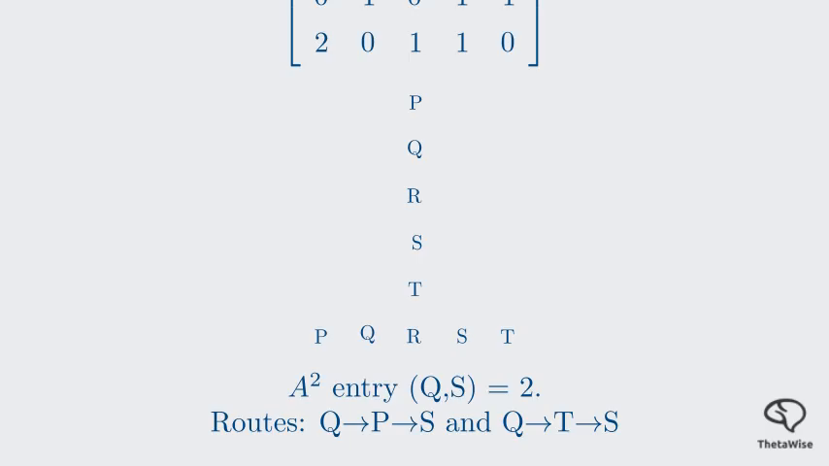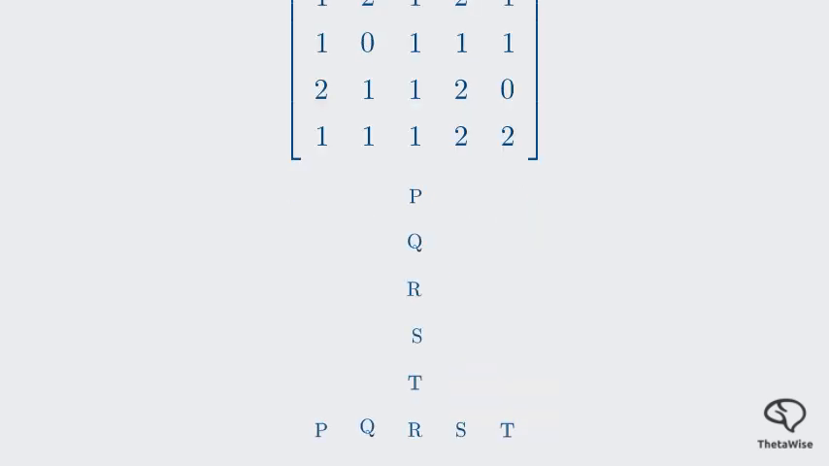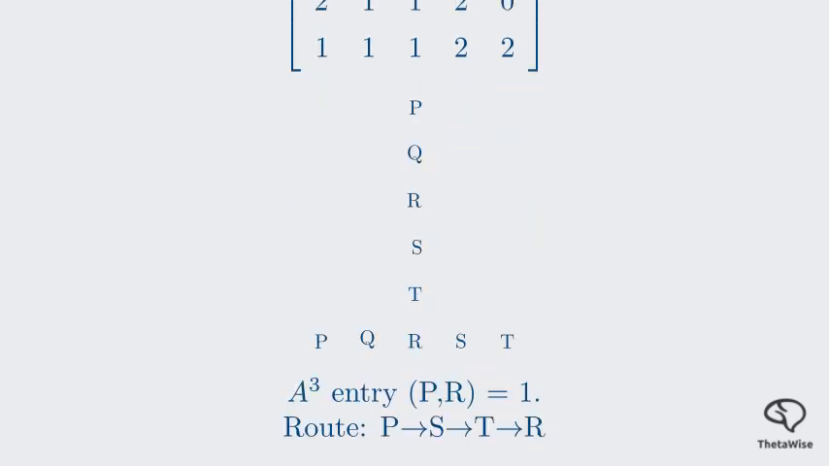Next, how many three-step routes from P to R? For three-step routes, we need A cubed. The entry in row P and column R of A cubed is 1. So there is one three-step route from P to R. The route is PSTR. This is a path.